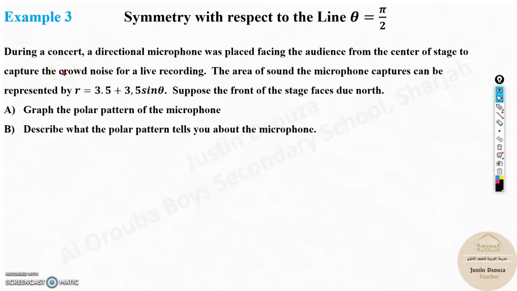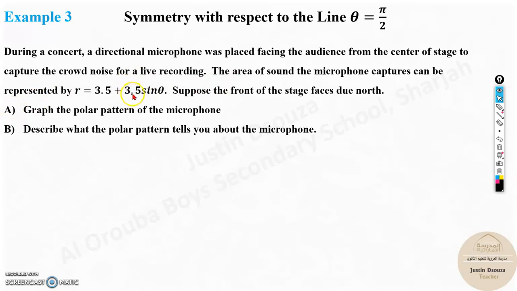Now over here we have a real world problem which says: during a concert, a directional microphone was placed facing the audience from the center of the stage to capture the crowd noise for a live recording. The area of the sound the microphone captures can be represented by r equals 3.5 plus 3.5.